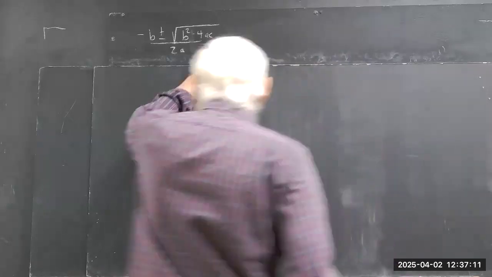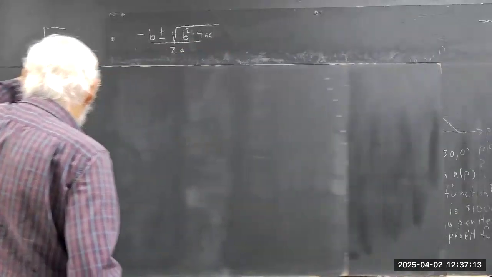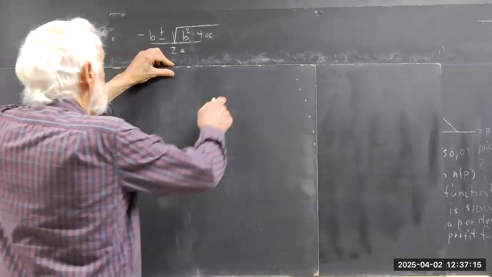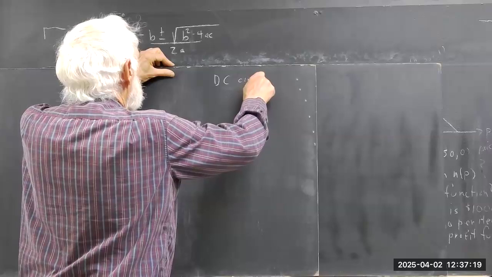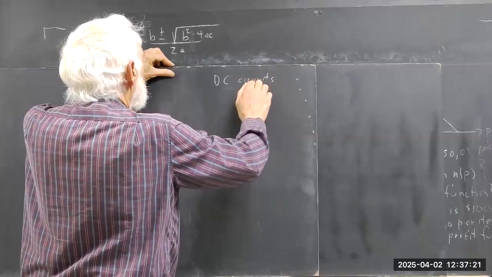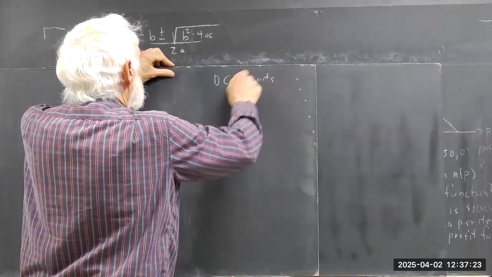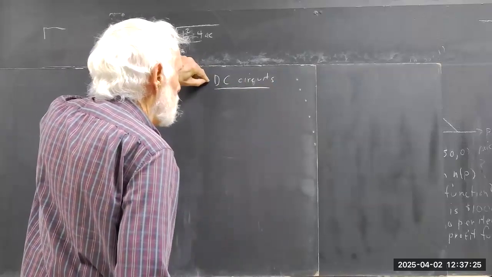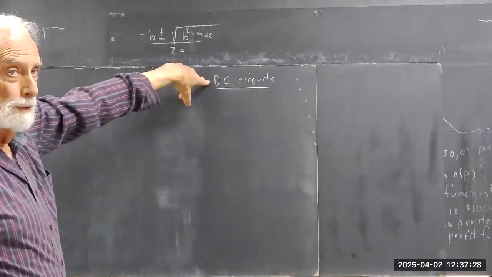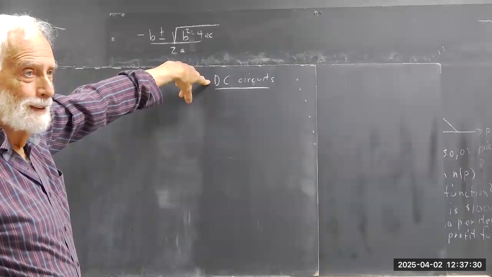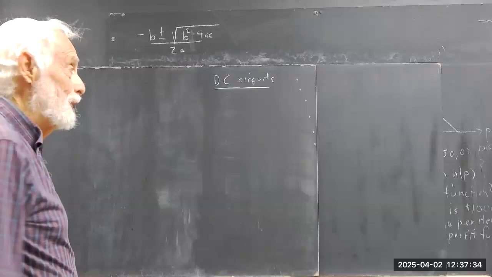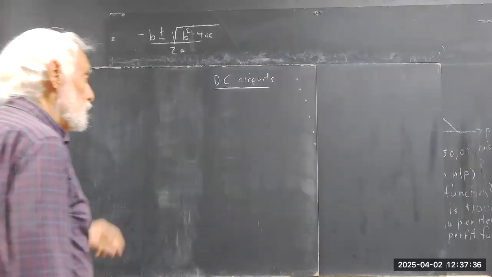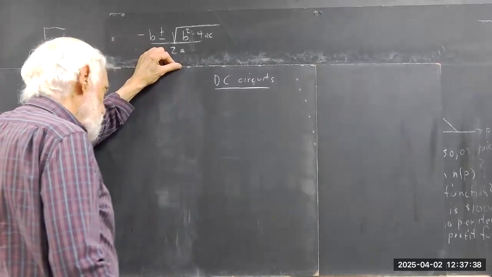Okay, we're looking at the direct current circuit. By DC, I don't mean that big town, 340 miles away, at least by the way the roads run. Direct current.